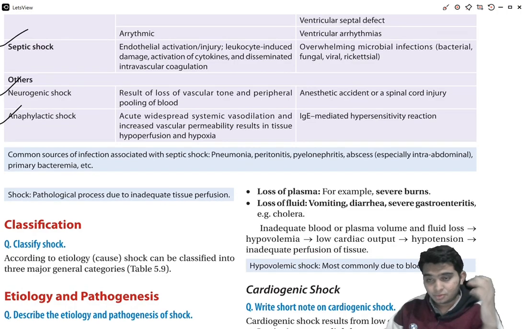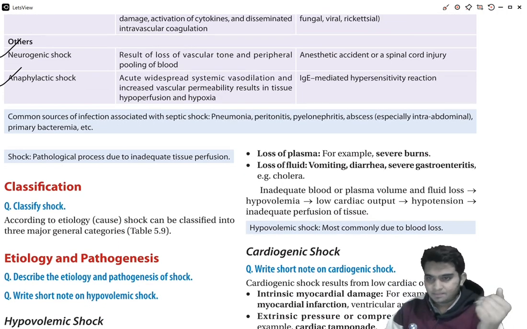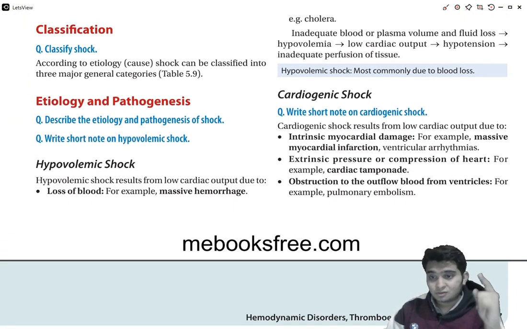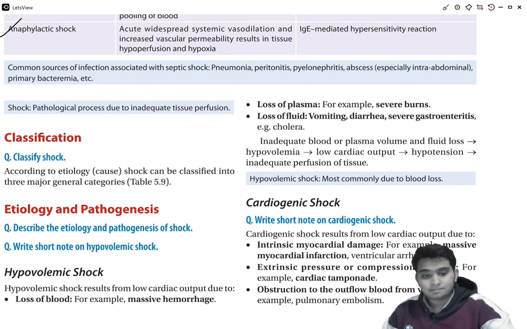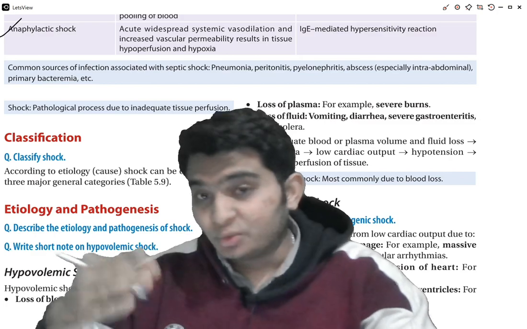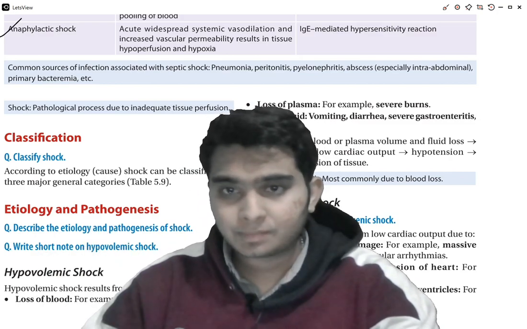Then it can be due to the loss of plasma, for example, severe burns, loss of fluid, vomiting, diarrhea, or severe gastroenteritis, for example, in cholera infection. So loss of fluid, loss of plasma, and loss of blood. Now what happens if there is blood loss or plasma loss or fluid loss?